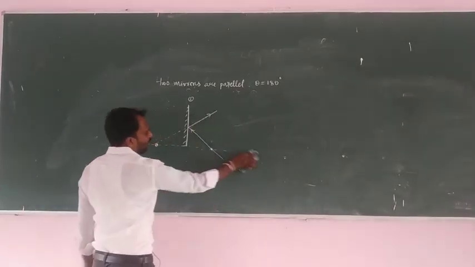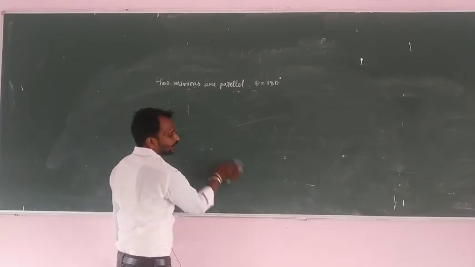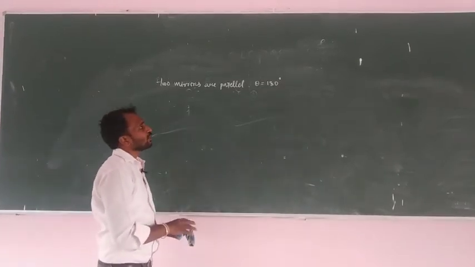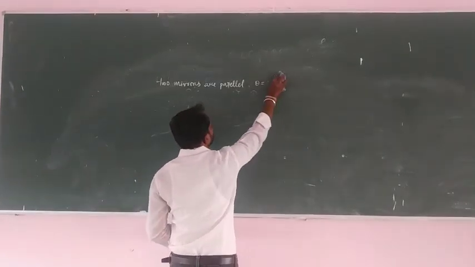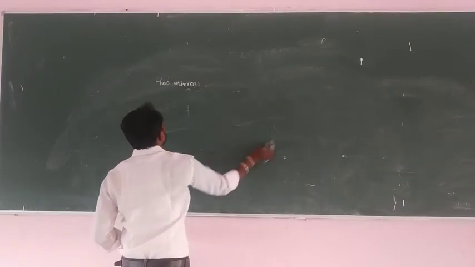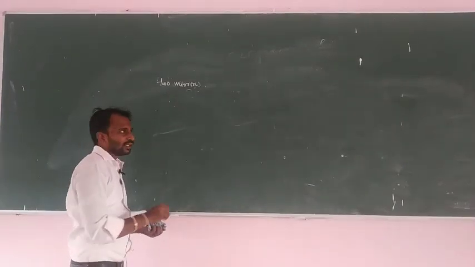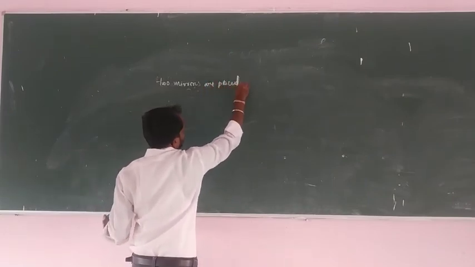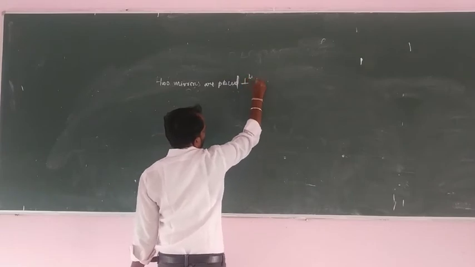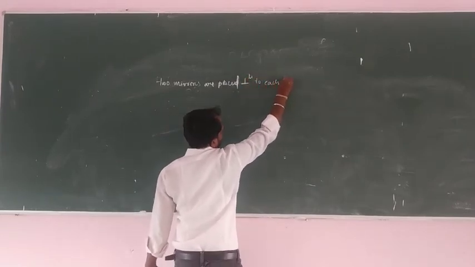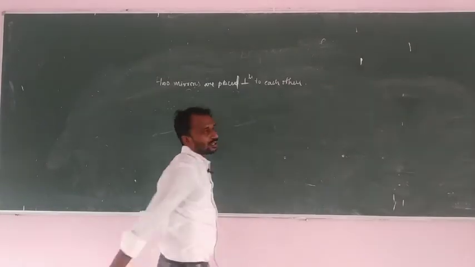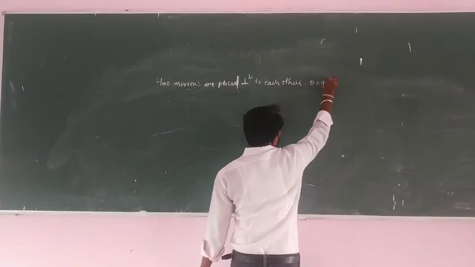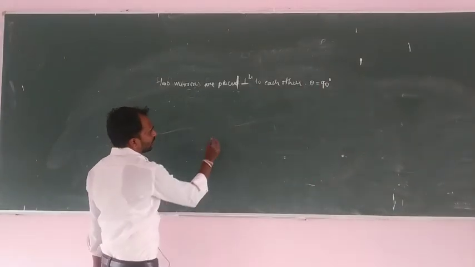Two plane mirrors are placed perpendicular to each other. Another condition: two plane mirrors are placed perpendicular to each other. Perpendicular to each other means in between, theta, we consider 90 degrees.